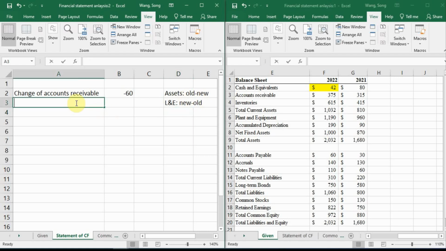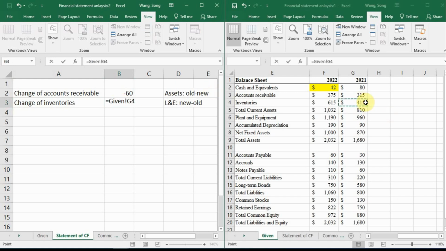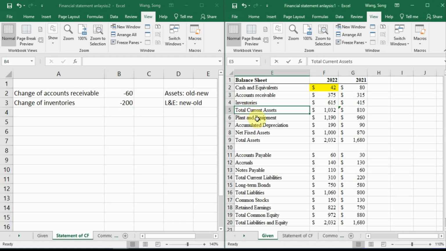Now we do the change of inventories. It's an asset for sure, and I'm going to use old minus new. Since inventory increased by 200, from 415 to 615, my cash would be reduced by 200 because I spent that much cash to purchase more inventory. The next item here is the total current assets, which includes the items above. So I'm not going to count that. If I count it, that's going to be wrong. That's called double counting.